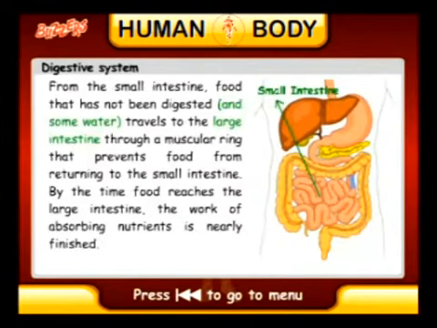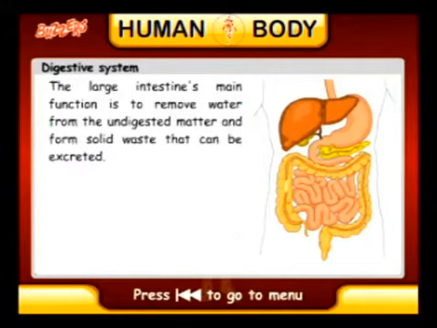From the small intestine, food that has not been digested and some water travels to the large intestine through a muscular ring that prevents food from returning to the small intestine. By the time food reaches the large intestine, the work of absorbing nutrients is nearly finished. The large intestine's main function is to remove water from the undigested matter and form solid waste that can be excreted.